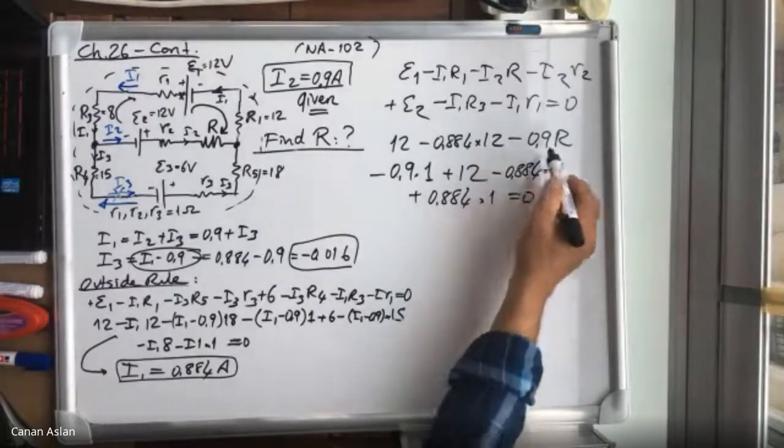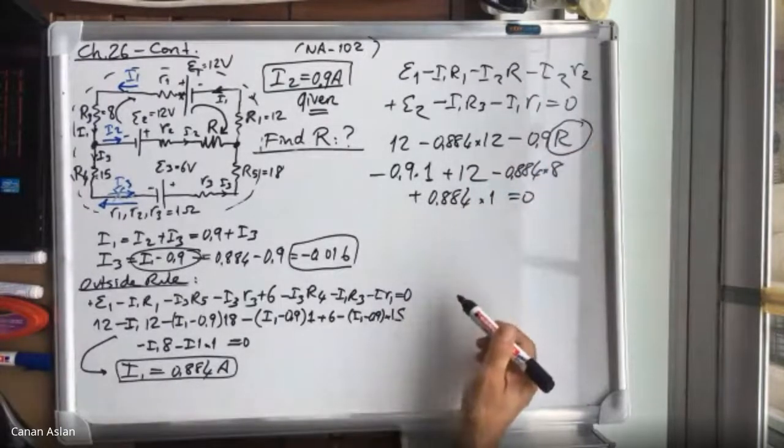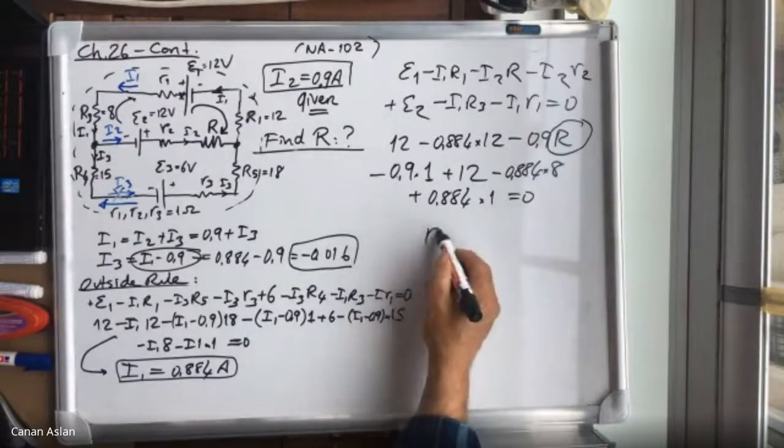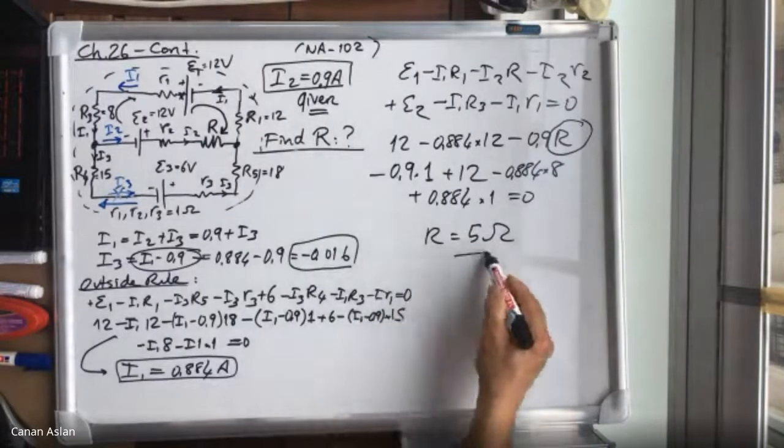So as you see here, the only thing which is not known is R, so you can solve for R, and R turns out to be just 5 ohms. Okay, so this is the result.